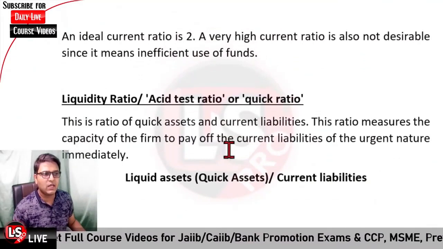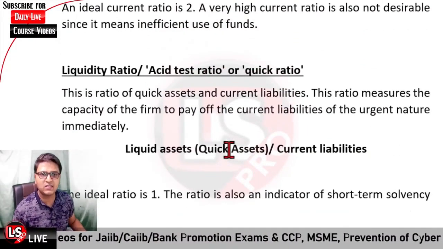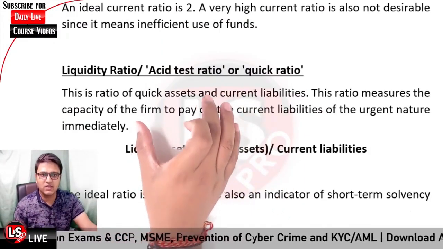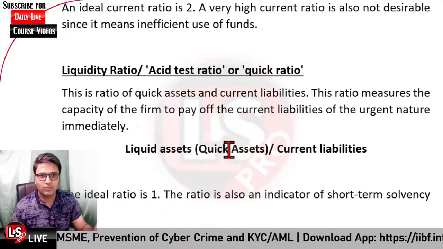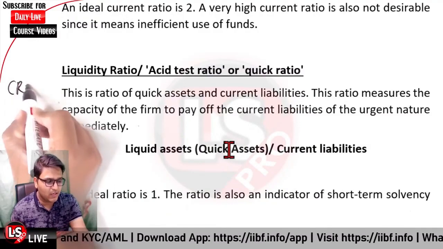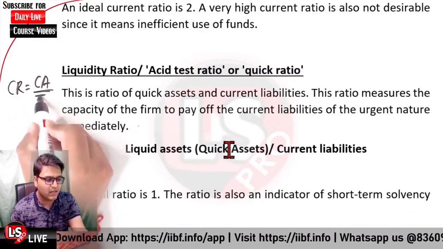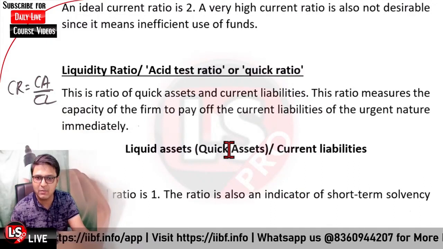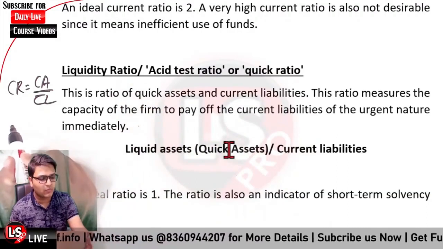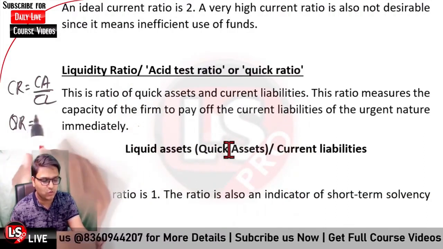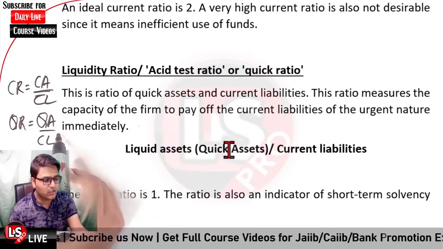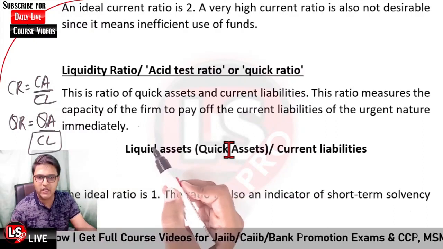After that, it is the liquidity ratio, or we simply say it acid test ratio or quick ratio. So basically it is the stringent form of the current ratio. In the case of the current ratio, we learned that current ratio is equal to current assets divided by the current liabilities. But in the case of the acid test ratio, quick ratio, or simply the liquidity ratio, that is basically equal to quick assets divided by current liabilities. Now the denominator is the same.